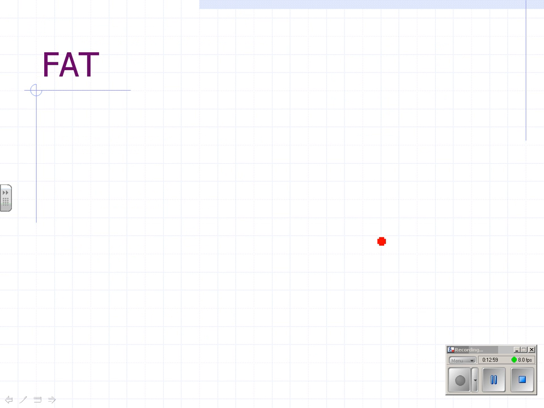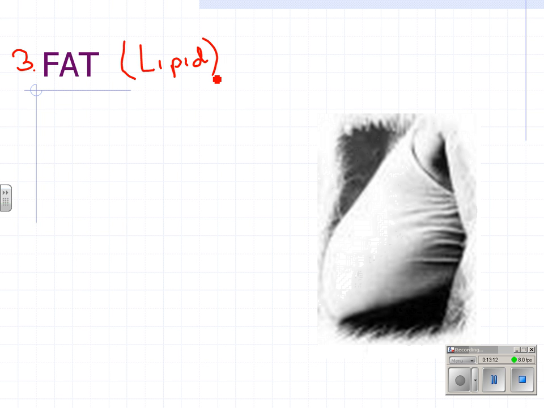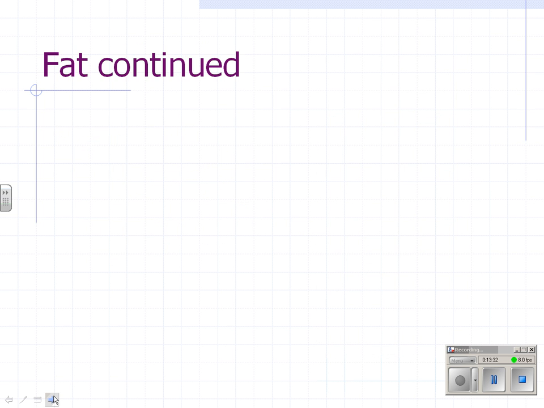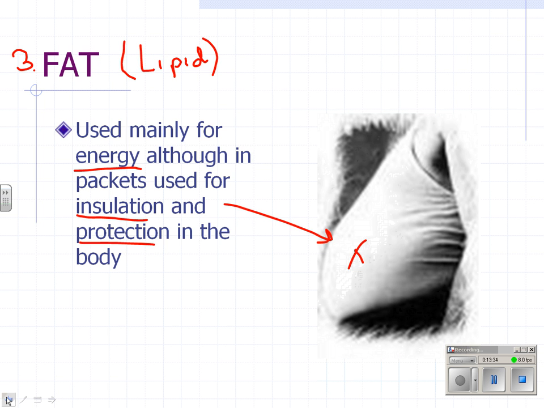Third one. Fat. Scientific word: lipid. Fat is used mainly for energy. Although, like in this guy, it's stored in packets. And it can also be used for insulation and protection in your body. Sorry, I went too fast. You can pause the video.